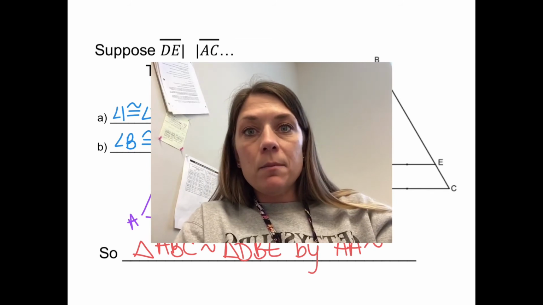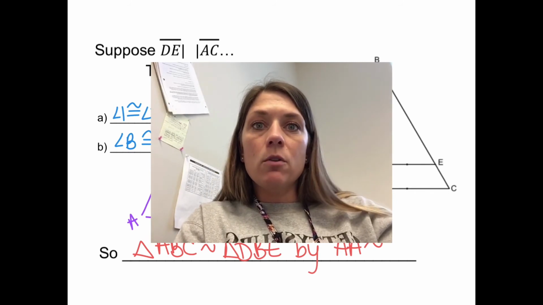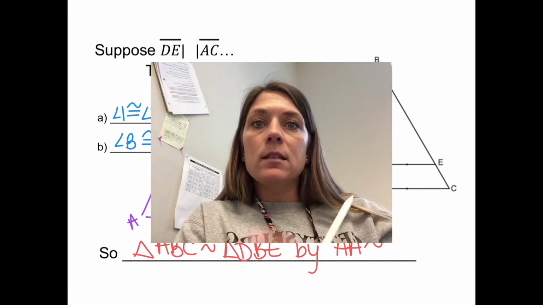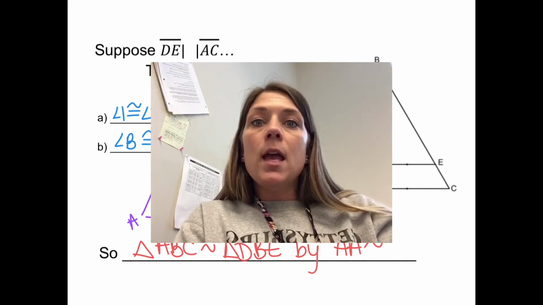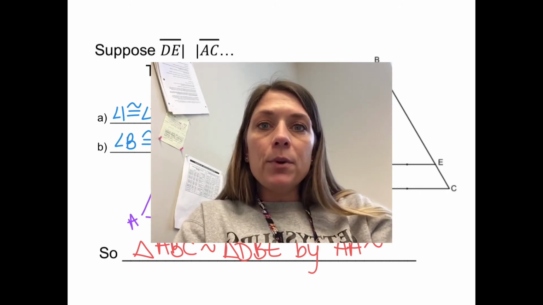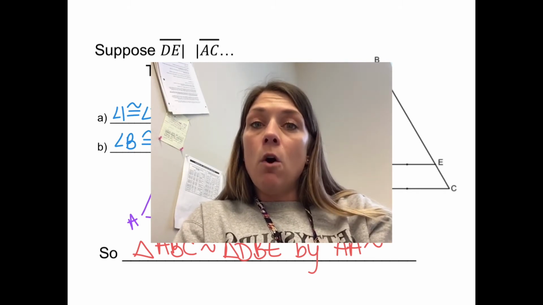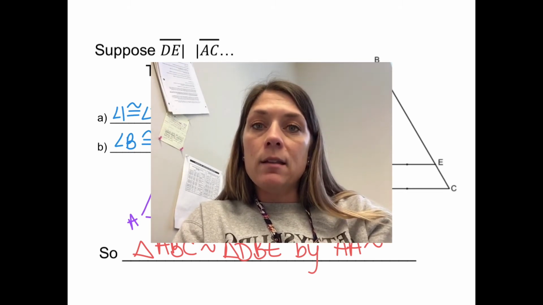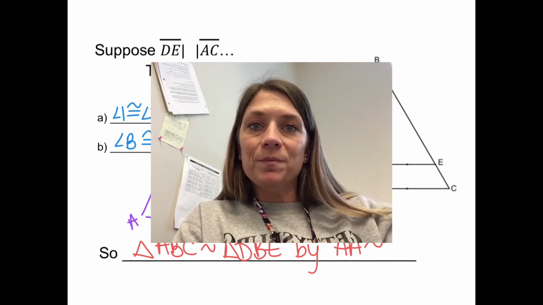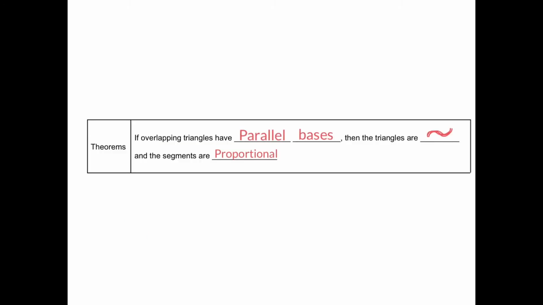The reason it's important to create these similar triangles from the parallel lines in the triangle is that now we can use all of the properties of similar polygons that we learned in the previous lesson: all of their angles are congruent and their side lengths are proportional. So that example proves what we are going to state here: if overlapping triangles have parallel bases, then the triangles are similar and the segments are proportional.